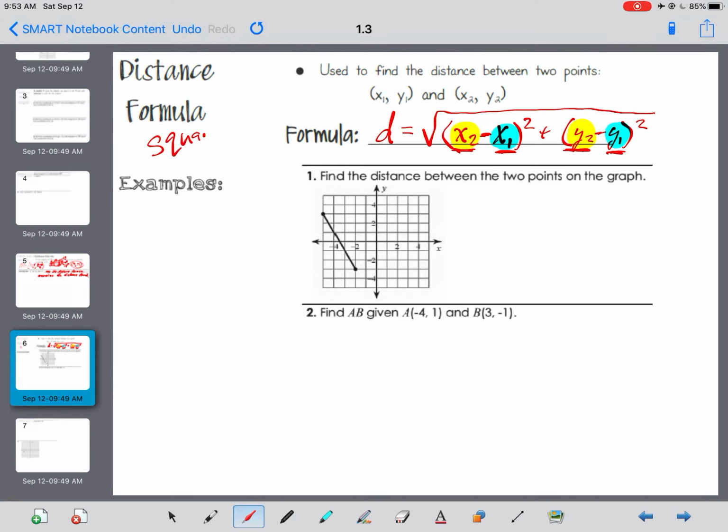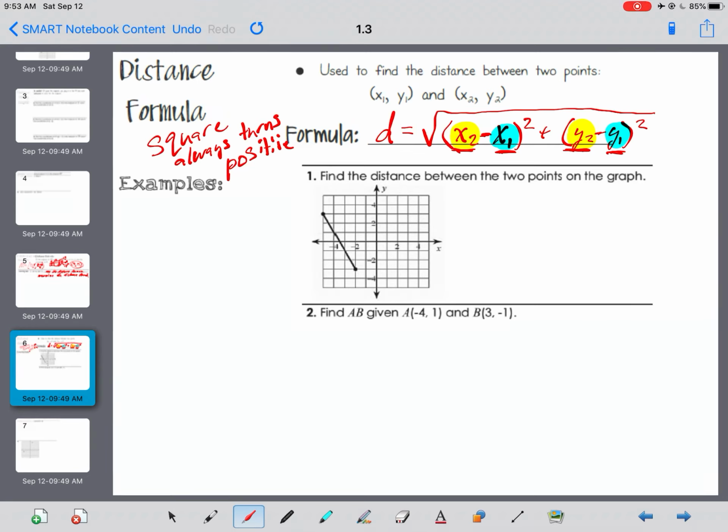Please know, when you square, it always turns positive. Okay? Always turns positive, because a negative times a negative is a positive. I don't care what your calculator says.